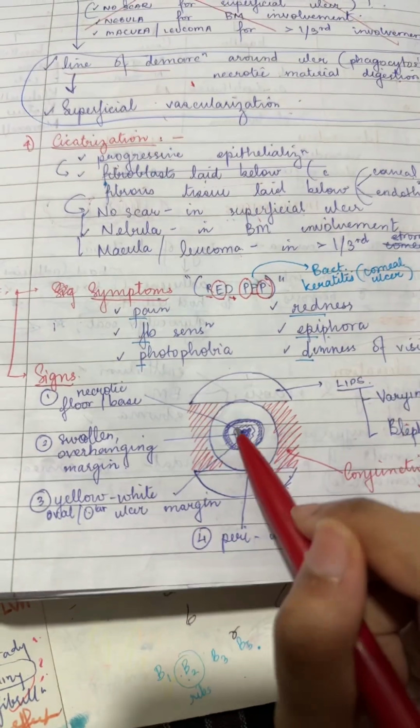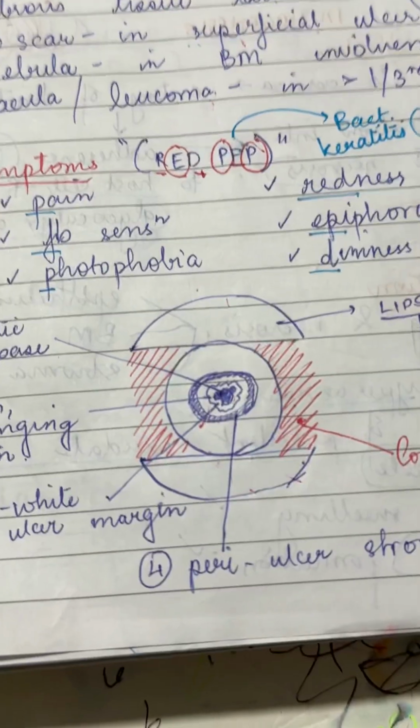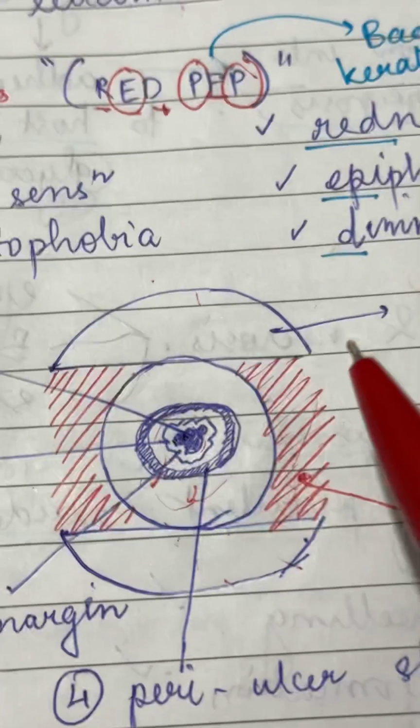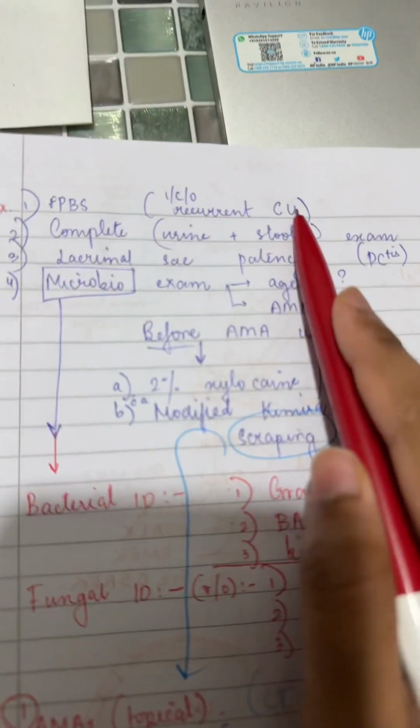Ulcer floor may be necrotic. Margin will be swollen, overhanging and yellow-white in color. And around the ulcer, you'll have peri-ulcer stromal edema. In the conjunctiva, you'll see hyperemia, congestion. And the patient may have been having recurrent corneal ulcers.